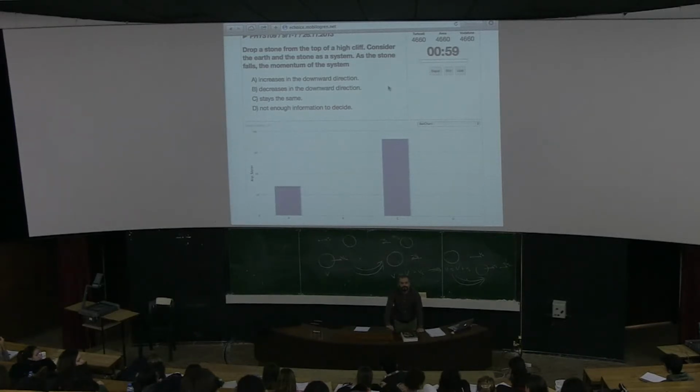Okay, any objection to that from the C group? So she says that the velocity of the object is growing because there is a force acting on it, so the momentum is increasing. Any objections to this? Yes?